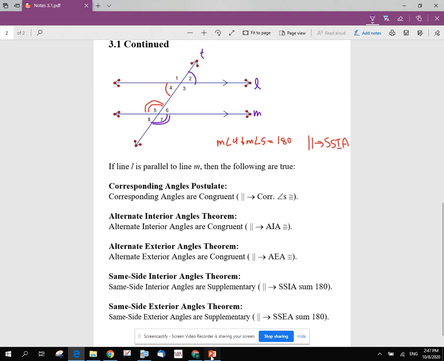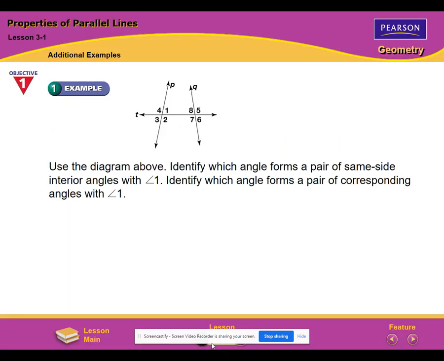Okay, so let's do just a couple examples then. Here you can clearly see that line P and Q are not parallel. They did this on purpose because we want you to understand from the beginning that they don't have to be parallel in order to classify them a certain way. Here, angle 4 and angle 8 would be corresponding angles.